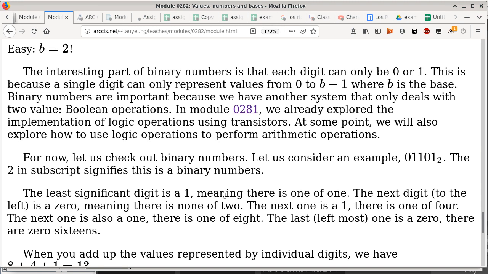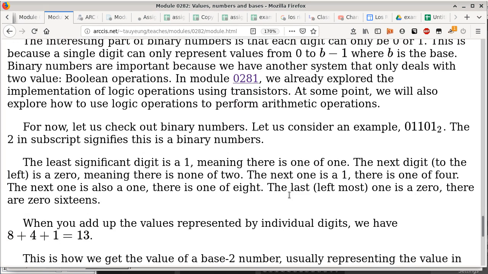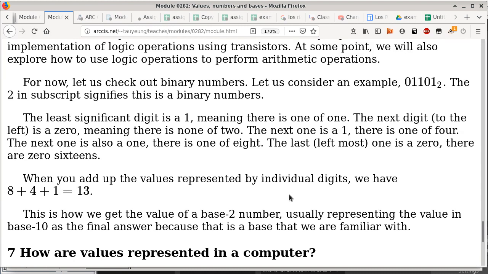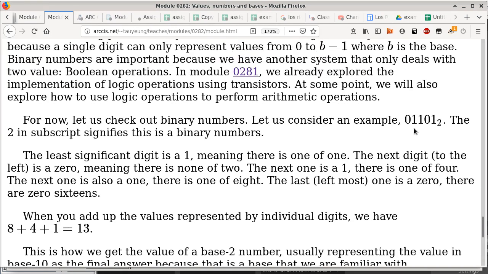So in base 2, let's see. This is an example of a number in base 2: 01101. So the question is, what value is it representing? Well, you just reapply what you have learned earlier today and also on Tuesday.